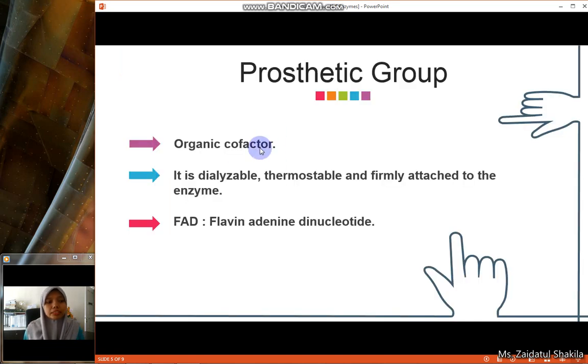Next is prosthetic group. Prosthetic group is an organic cofactor. It is dialysable and thermostable, just like coenzyme, and it is attached firmly to the enzyme. An example of prosthetic group is FAD. The full name of FAD is flavin adenine dinucleotide, and it is also used in cellular respiration.